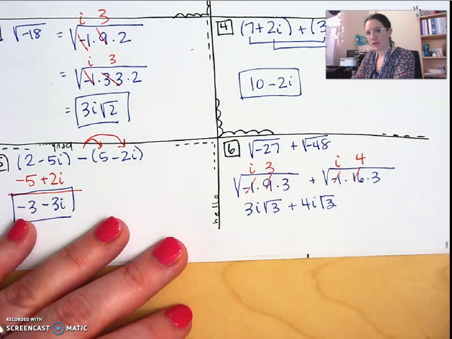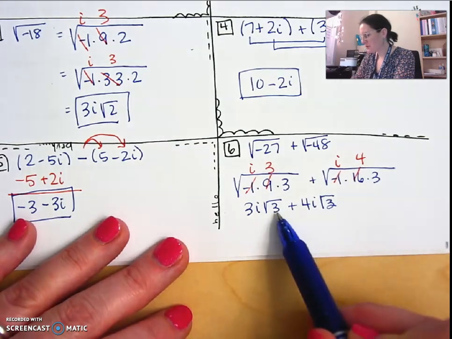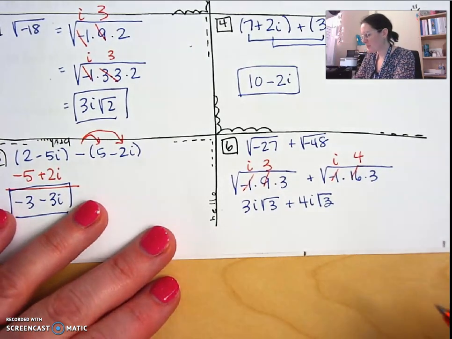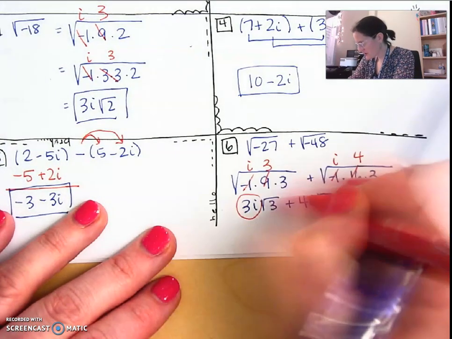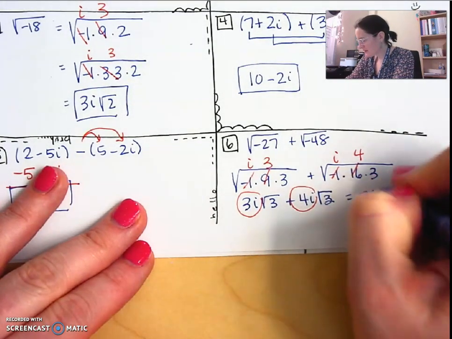And we actually don't need to stop here. Notice that they both have matching radicands. So they're both square root of 3. So when that happens, we can simplify more by doing math on the coefficients. 3i plus 4i is 7i square root of 3.